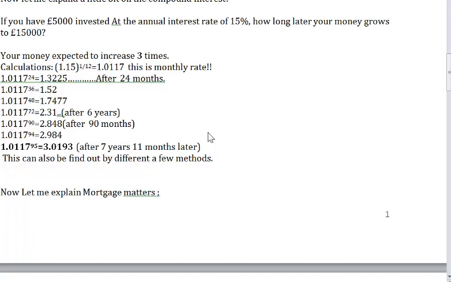Well, from that 15% rate, you work out your monthly rate. The money stays there for 24 months, 36 months. How much does it increase? 52%, 74%, two times, 2.31 times. You go on like that, and if you find after 7 years, 11 months later, you get 3.0193, which is nearly 3 times, or a little bit over. That's the way it goes.